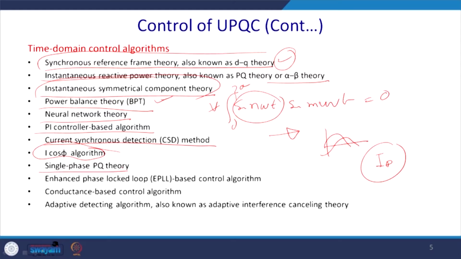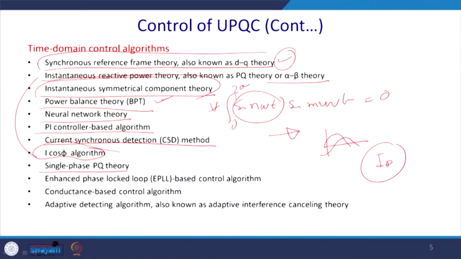Single phase PQ theory is an extension of this. You know the alpha beta transformation from ABC to alpha beta, or the PQ. Here you have to split it into 90 degree out of phase components for a single phase system, and you try to compensate the reactive power. Similarly, you may have an enhanced phase lock loop control based algorithm.